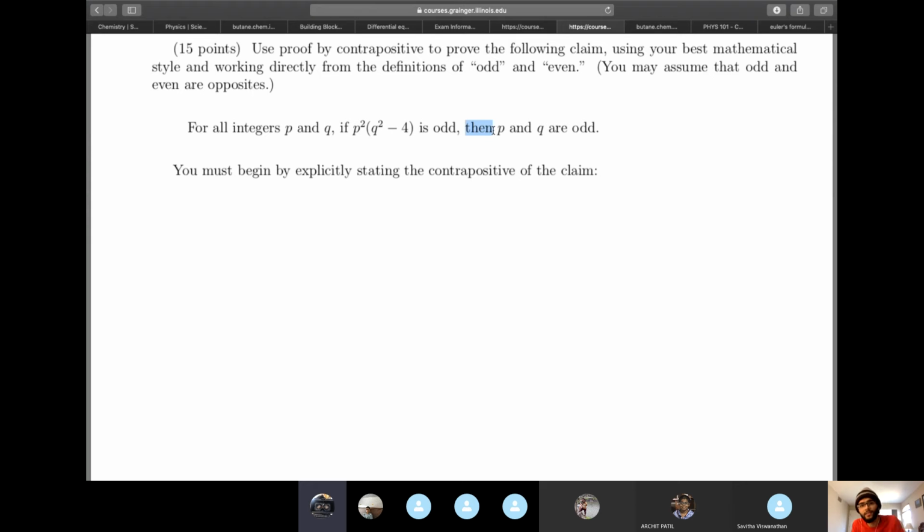Okay, this then is very important because it talks about implies.